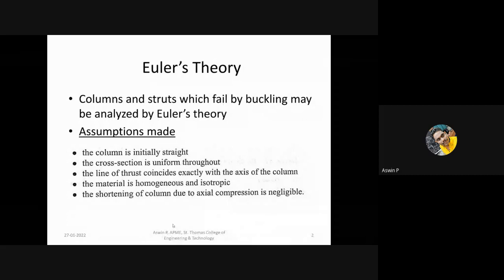Following are the assumptions. Assumptions of Euler's theory. Write "Assumptions" and below it write each point.